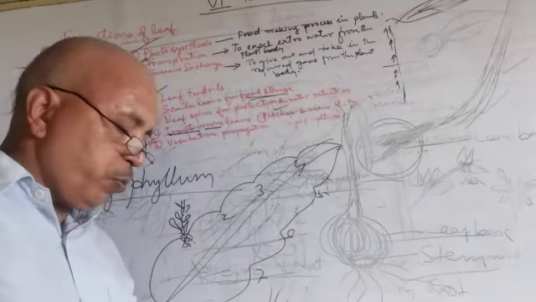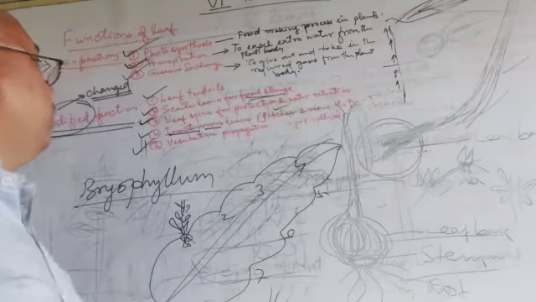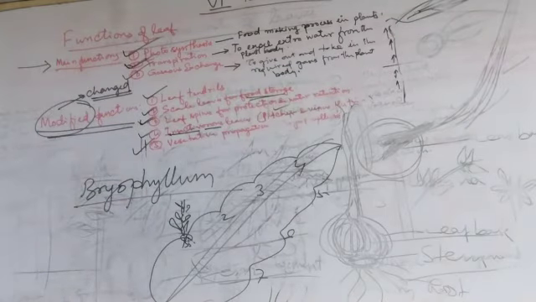Then insectivorous plants, they trap the insects and they get their nutrition from them. Then vegetative propagation. So these are the 5 different kinds of modifications in the plant leaves.